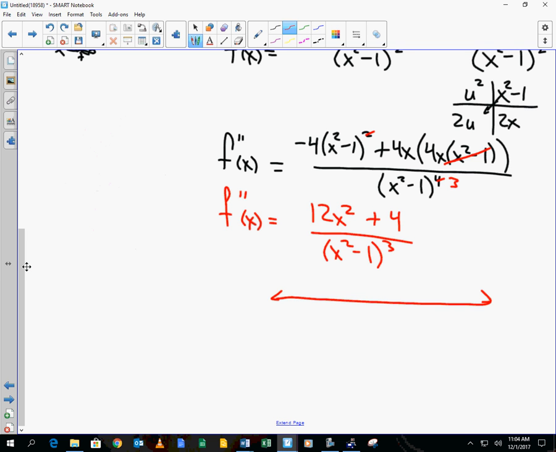Is the bottom always positive? No, it's not. What points do we use? What points do we test? Yeah, 1 and -1, because that's where it's undefined. So I'm just going to consider the denominator in order to determine where I'm positive and negative. What number would you like to plug in? Negative 2 squared is 4. Minus 1 is 3. Cubed, positive.